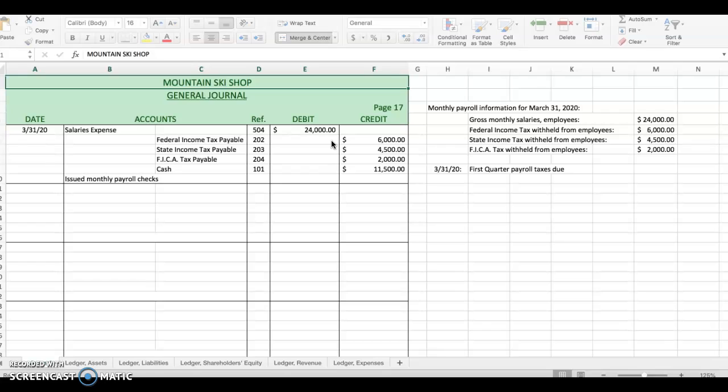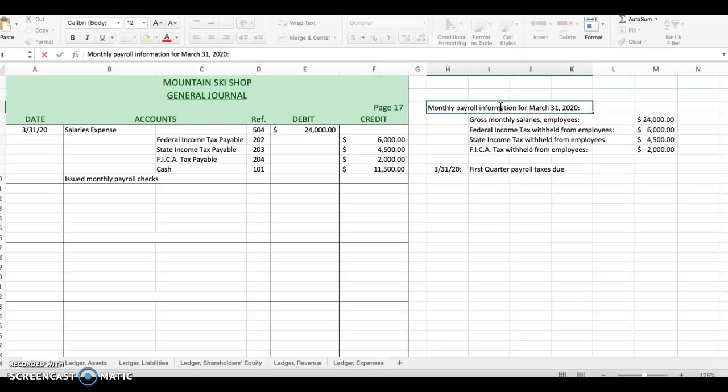First of all, we will assume, as we did in the previous video, that the mountain ski shop pays its employees monthly. So what you see here happens to be information at the end of March. In the previous video, I think we talked about the same business at the end of January. Now we're even further into the future. We are at the end of March. On the right-hand side, you see the monthly payroll information for this month, and we see it journalized in the General Journal there, based on the same information we had previously.